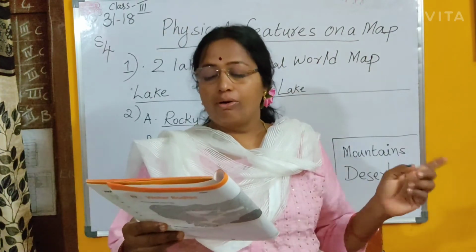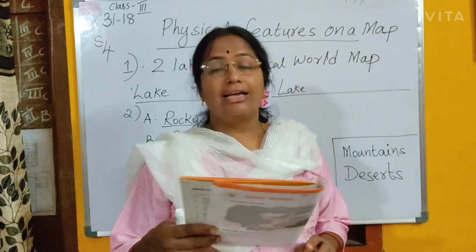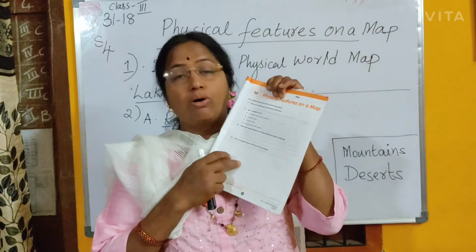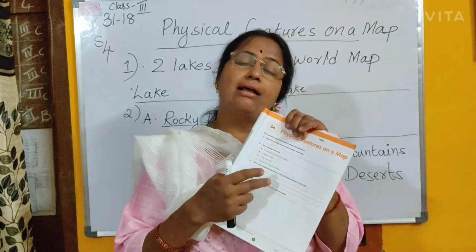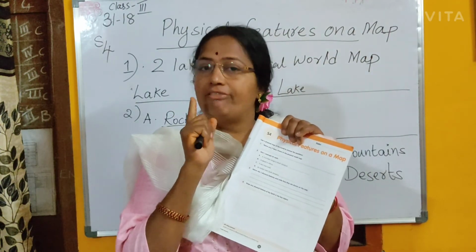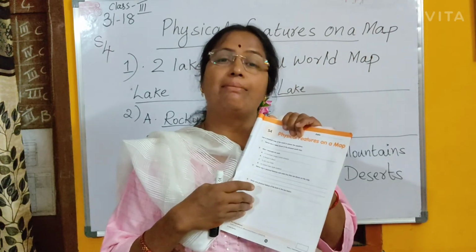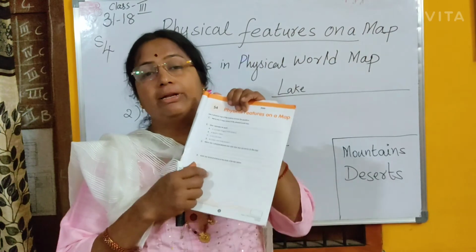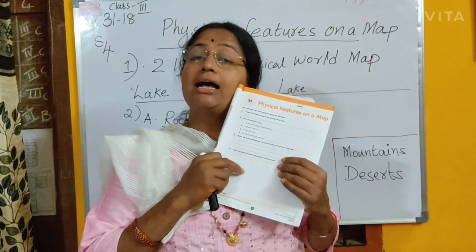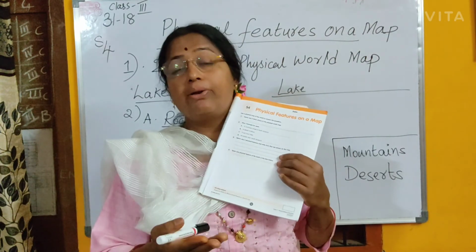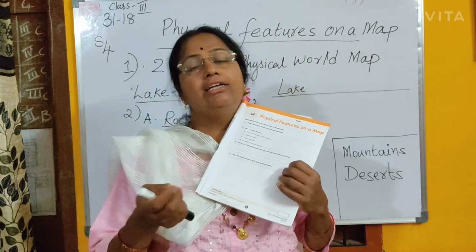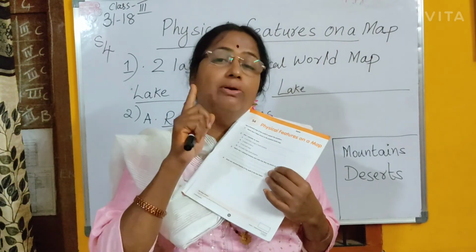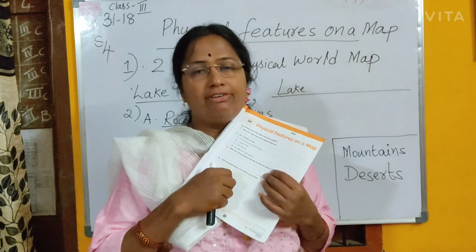Fourth question, draw any physical feature of the earth in the box below. In this box, draw any one feature only. You can draw a mountain and write its name, and write 1 or 2 sentences about it in this box. You can write about a hill or a plateau or a plain or a desert, 2 sentences about any one physical feature.